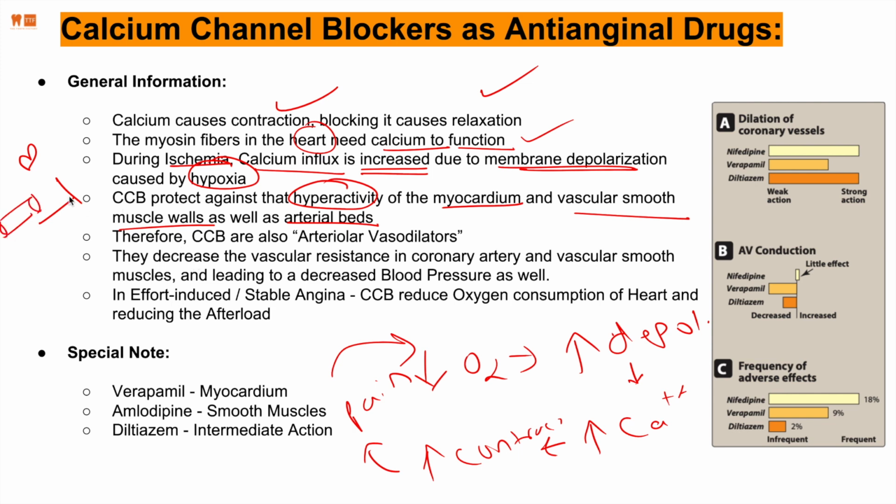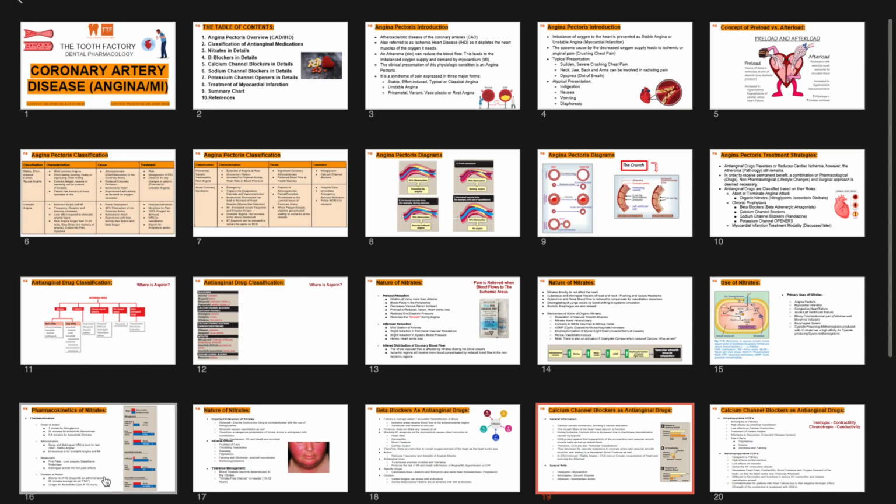Both. Now, if you remember, there were two types of calcium channel blockers. Remember, we talked about verapamil and diltiazem, and then we talked about the amlodipines, right? So let's take a look at where they went here.